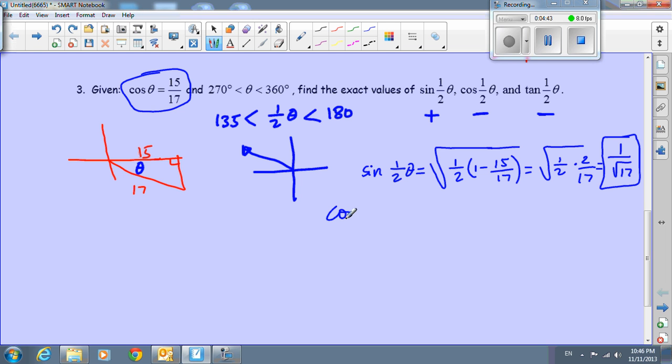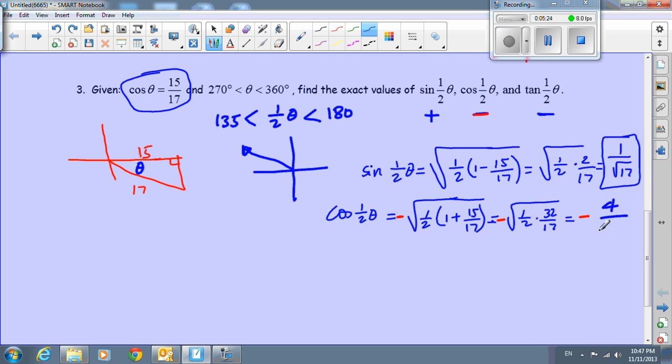Well, you will keep going and you will find the cosine of 1/2 of theta. Based once again on the formula, it is 1/2 times 1 plus 15/17. And if you go on, you will say this is the square root of 1/2 times 32 over 17, which is equal to, oh, I'm missing a negative here. I should have known sine is positive. Cosine, because of this negative, will be negative here and negative here. Therefore, my answer is negative, and the value is 4 over square root of 17.